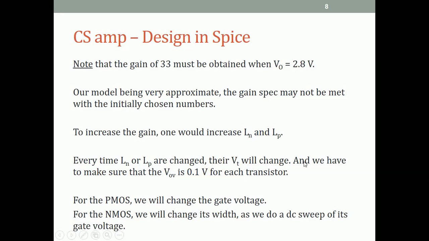And as VTs change, we'll have to make sure that the overdrive voltage remains at least 0.1 volt for each transistor. For the PMOS, to make sure that VOV stays 0.1, we'll change the gate voltage, because the gate voltage has to meet VG equal to VDD minus VTP minus 0.1 volt. For the NMOS, we'll change its widths. I'll show how this happens.